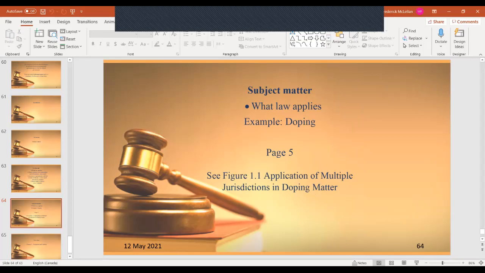So an example is doping. For those of you who have your textbook, on page 5, there's a really good graph on the application of multiple jurisdictions in a doping matter. I'm not going to go through it in detail, but it gives you a schematic as to where you would actually sue based upon a doping matter, relating to where the games are played, where you come from, where the international rules relative to the game are established. All those kinds of things, again, are incredibly important to know, and you'll learn all about that as we go through the course.